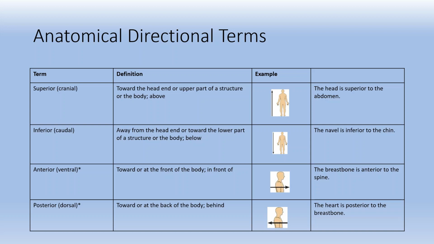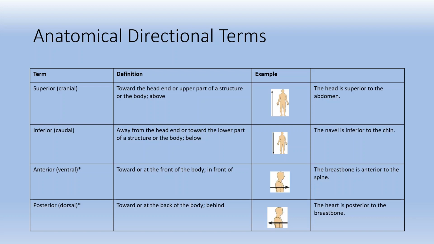Next, we have anterior or ventral. Anterior or ventral means towards the front of the body or in front of. The example that we have provided is the breastbone or the sternum is anterior to the spine. That's the same as saying my sternum is in front of my spine.